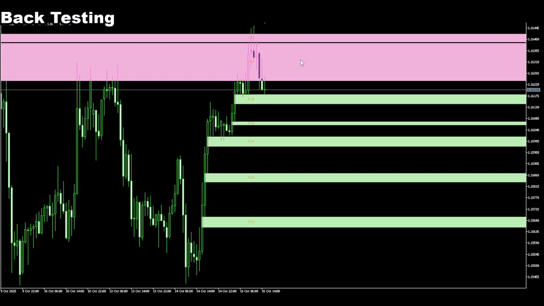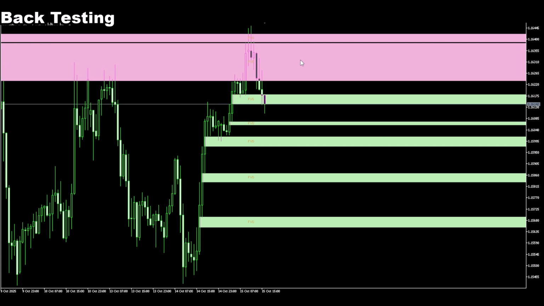Now let's run a backtest and see how the FVGs and iFVGs behave separately.